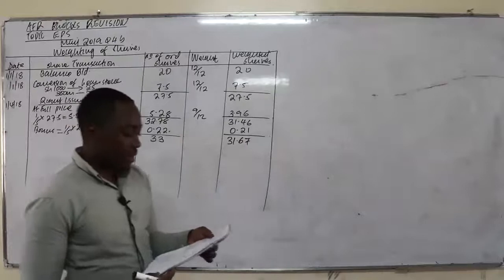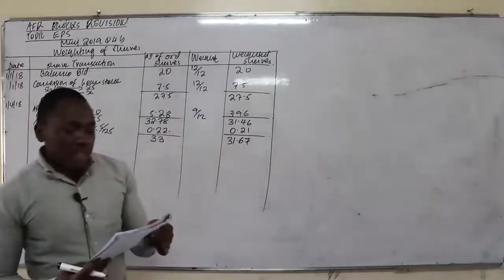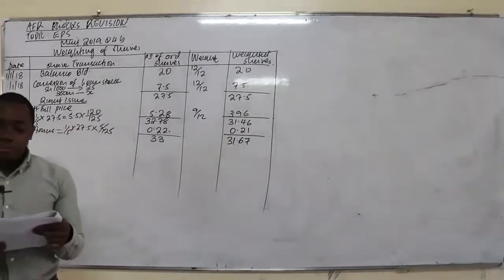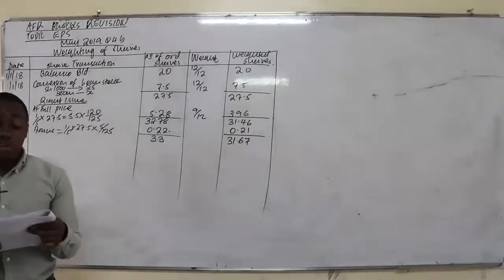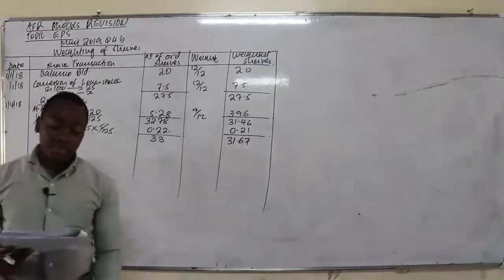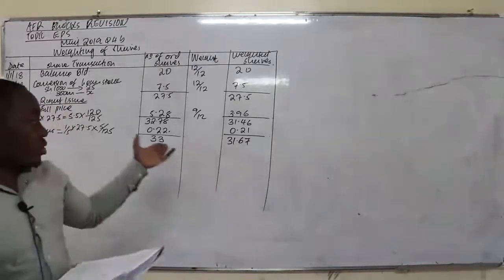Number three. The convertible preference shares were issued in the year 2015. One convertible preference share is entitled to one new ordinary share. That's what we call a potential dilutive ordinary share, because we never issued any share.